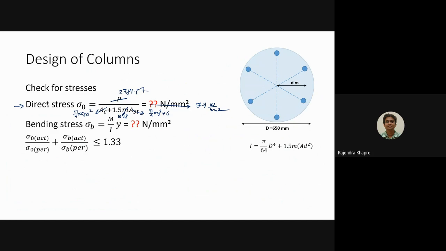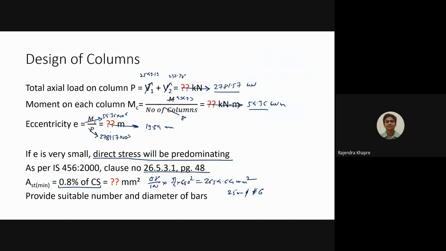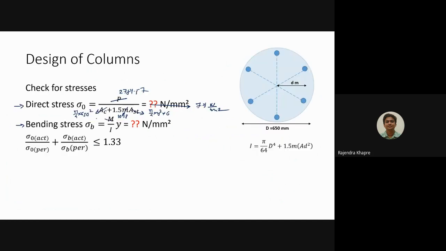Okay, as far as bending stress is concerned, expression is m by I into y. So m value, we have already calculated this as 54.36. The y value is nothing but capital D by 2, that is 650 divided by 2. The I value you have to calculate like this. So this is the moment of inertia for the concrete section, and in addition to that, we have the equivalent section for the steel.